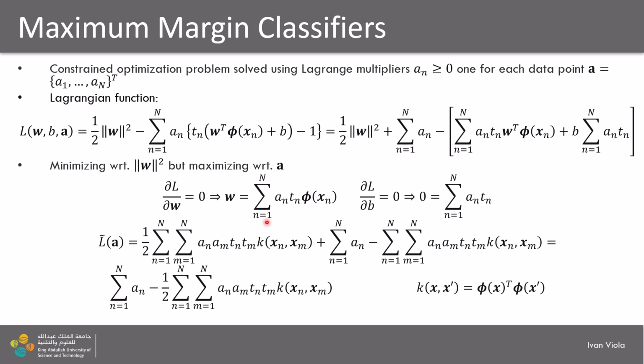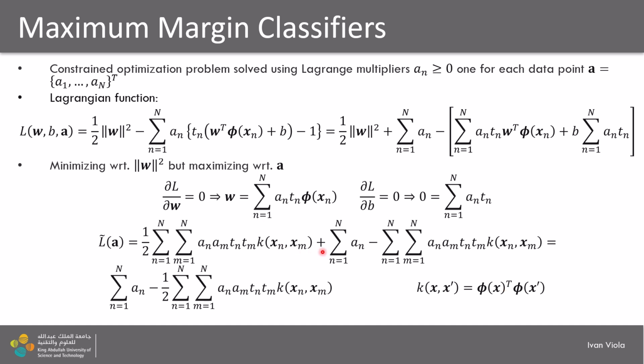So if we do that, we can replace the weights in this formulation, and we can see that this weight squared can be replaced by, as it is a squared sum, a double sum and a product of different Lagrange multipliers, different target values, and the phi's, where the phi's are now formulated as a kernel, where the kernel function is a dot product of two feature vectors.